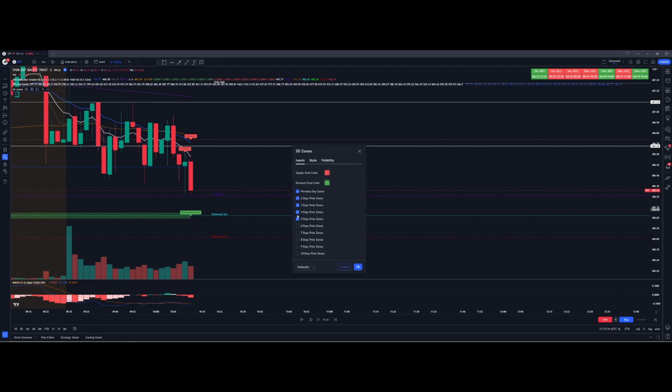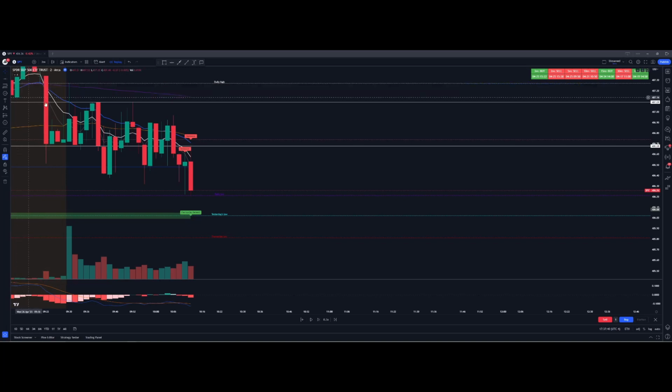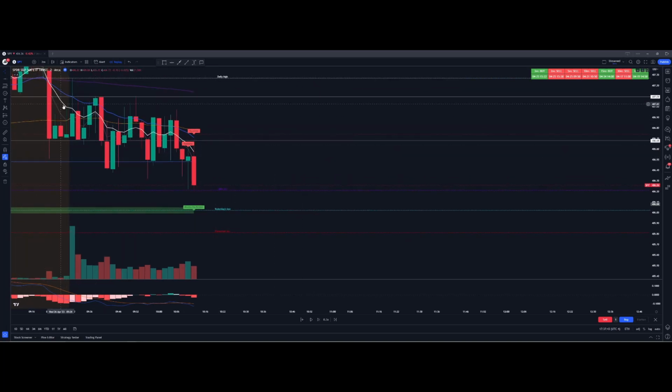So by default, it's going to enable 5 of these zones, or 5 days prior, so 10 zones. But I'm going to go ahead and just check all of them so that they're all on there. But anyway, this helps with what I was about to say. So once we get a consolidation in a region like this, and then we have a clear break below that region, then I would expect a little bit of continuation.